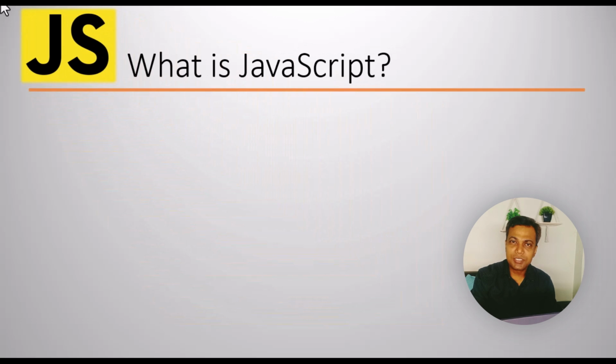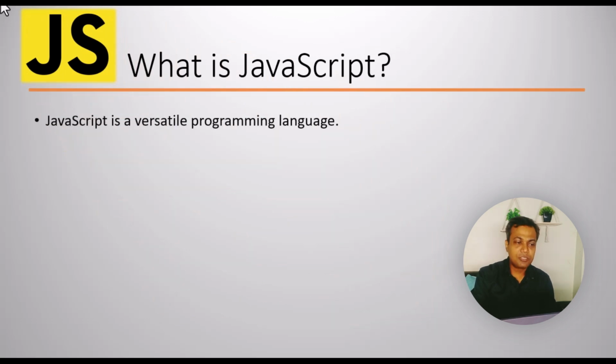First, the question is, what is JavaScript? JavaScript is a versatile programming language. So what is a programming language? It's just a language that computers can understand. Just like we talk in English or Hindi to each other to make a human understand our feelings or our needs and wants, just like that, to make computers work, we need to tell them in their own language.